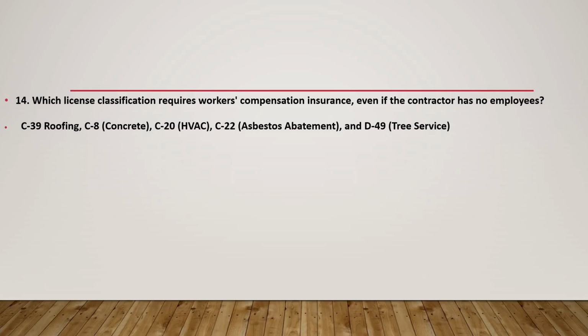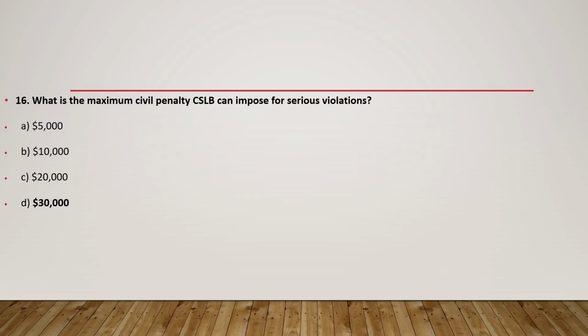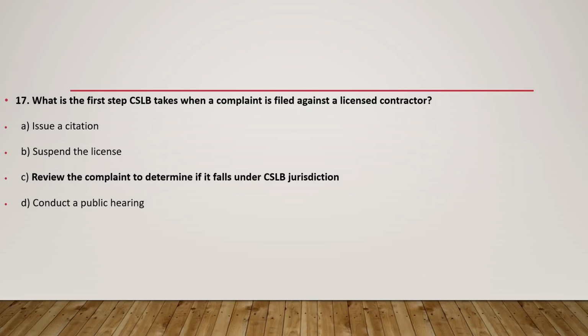C39 Roofing, C8 Concrete, C20 HVAC, C22 Asbestos Abatement, and D49 Tree Service. 15. What is the role of the Statewide Investigative Fraud Team, SWIFT? B. To investigate and combat unlicensed contracting and construction-related fraud. 16. What is the maximum civil penalty CSLB can impose for serious violations? D. $30,000. 17. What is the first step CSLB takes when a complaint is filed against a licensed contractor?